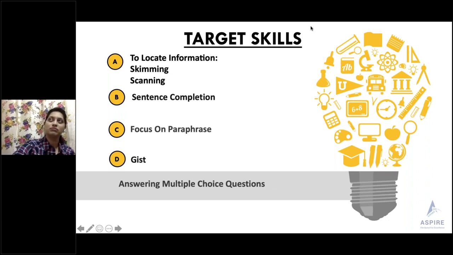For example, numbers or names or a technical term. So these two go hand in hand for your reading module.